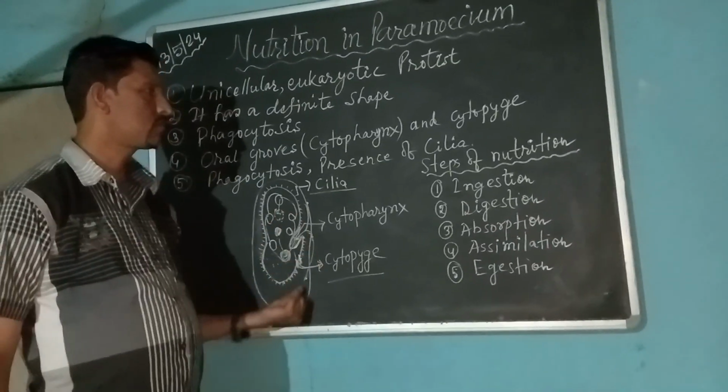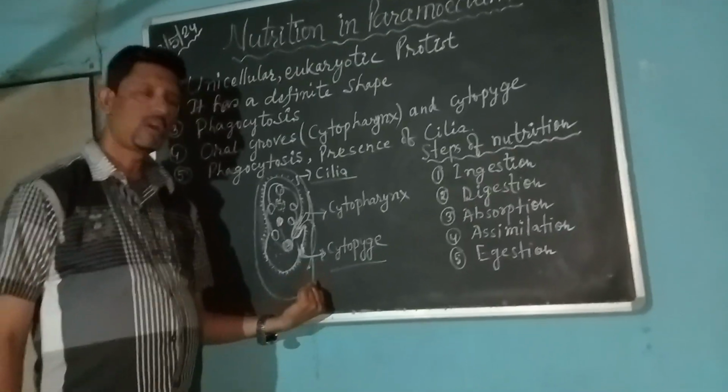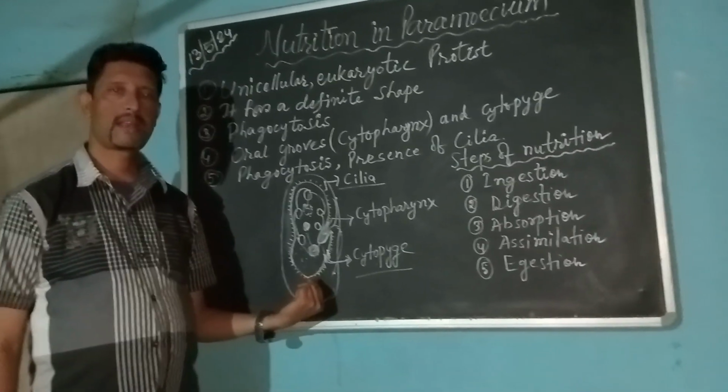These are the 5 stages of nutrition found in paramoecium. I think all of you are very clear now about the nutrition in paramoecium.